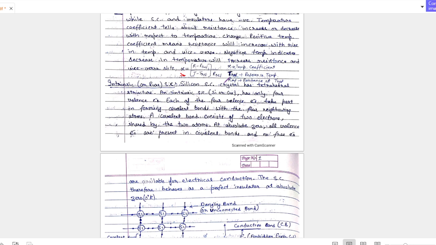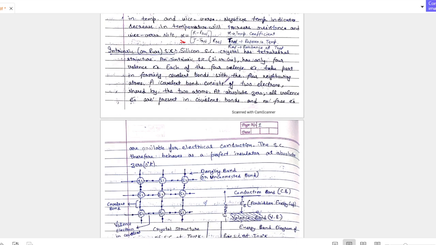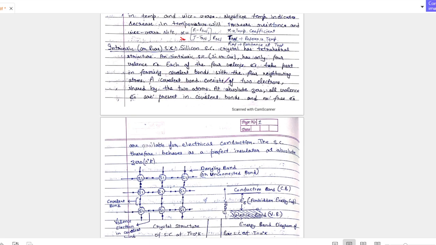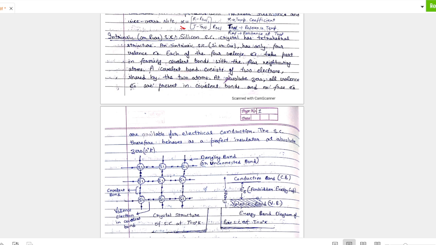Now we have studied the resistive properties of semiconductors. Now let's study more deeply about semiconductors as our unit is based on it. So first of all, intrinsic semiconductor. Semiconductors, we know, have properties that lie between conductors and insulators. So first of all, what is an intrinsic or pure semiconductor?